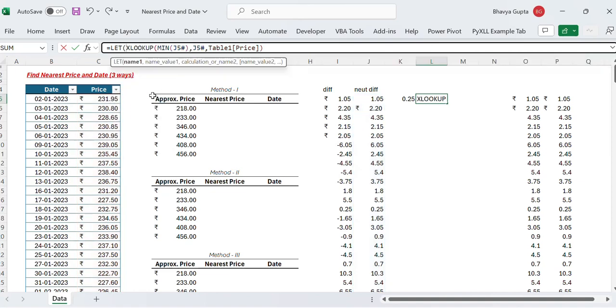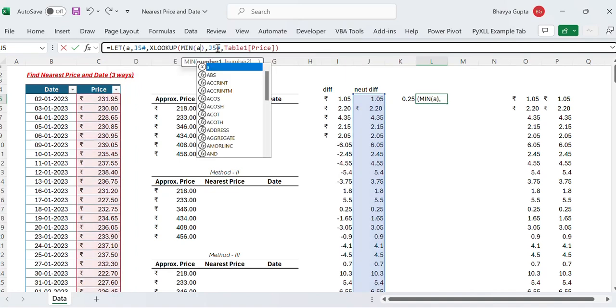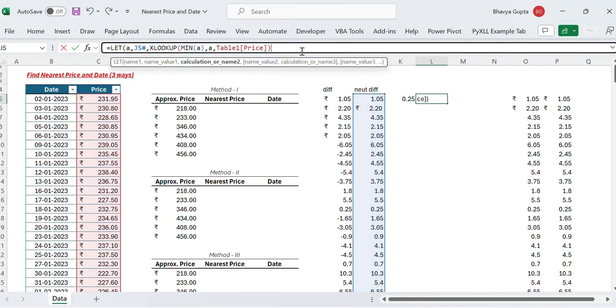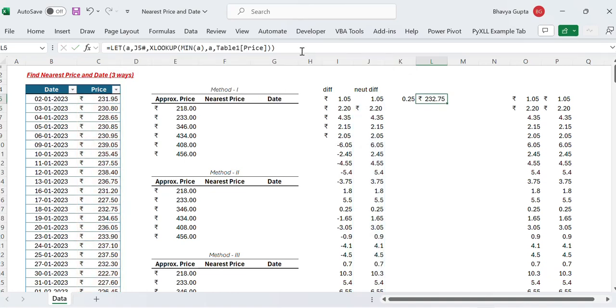So we will use the LET function. Let a be, let's say, J5#, comma. We can replace this J5# with a, and this as well with a. And we can close the bracket, press enter, and we have this result. So we can remove K because we have already defined that.